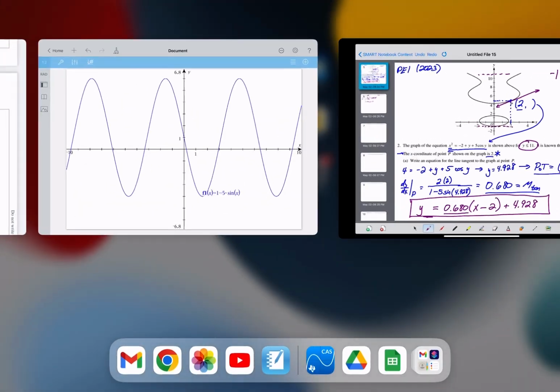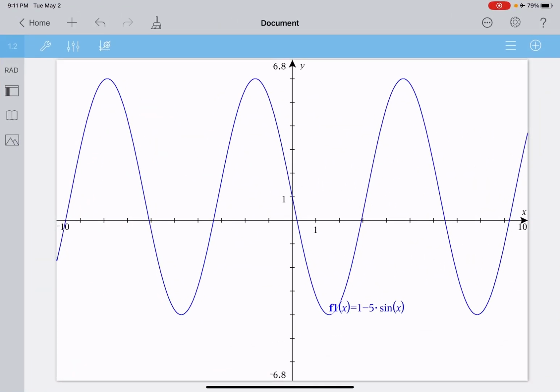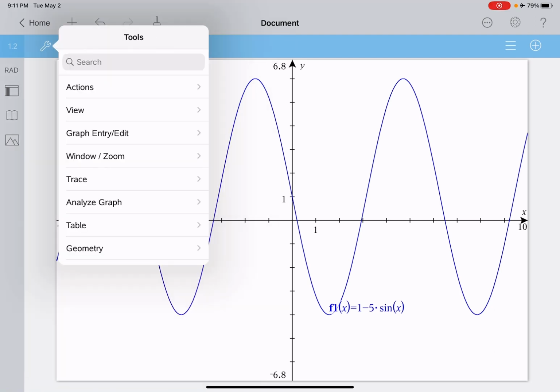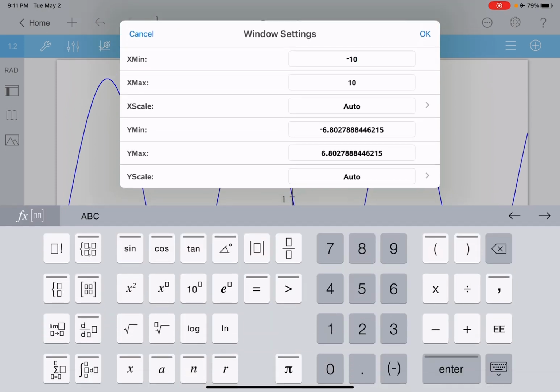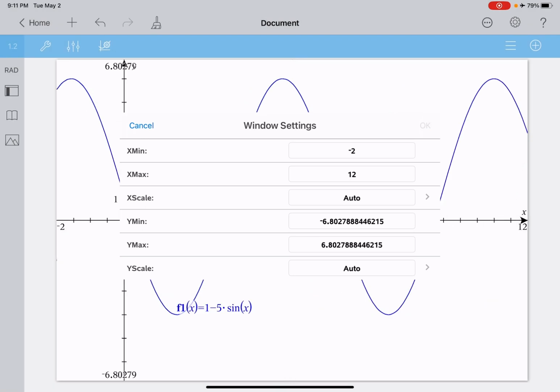Now on my calculator, I replaced my y with an x. That means I need to change the x window here. So I'm going to go to Tools and go to Window and Zoom and Window Settings. My x minimum, which of course is really the y minimum in this problem, I'm going to make -2, just to give me a little bit of breathing room. And for an x maximum, instead of 11 for my y max, I'm going to put a 12 right there. That really should be good enough, guys. So let me hit OK.